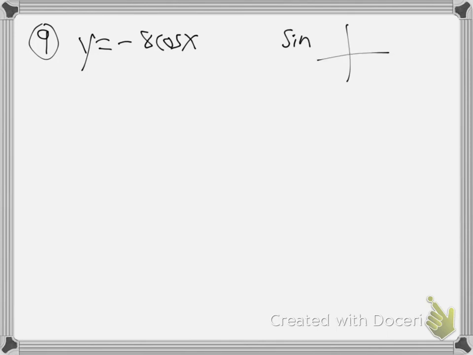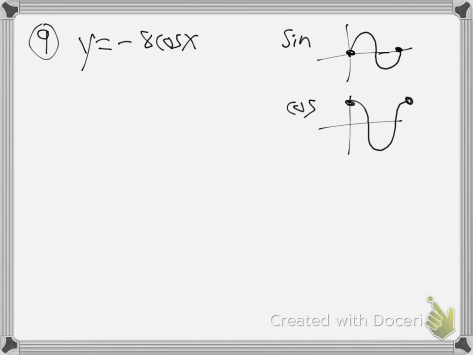Sine starts at 0, goes high, goes low, goes back to 0. Cosine starts high, goes low, finishes high. It's like a U shape. So once you find the start and the end and everything, you put a U shape in for cosine. For sine, you start at 0, go high, go low, back to 0. That's it. Everything else is the same.